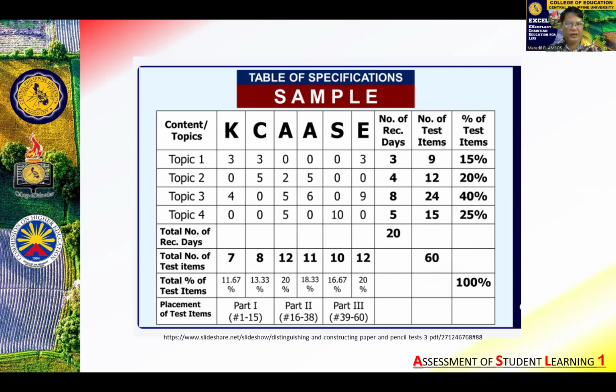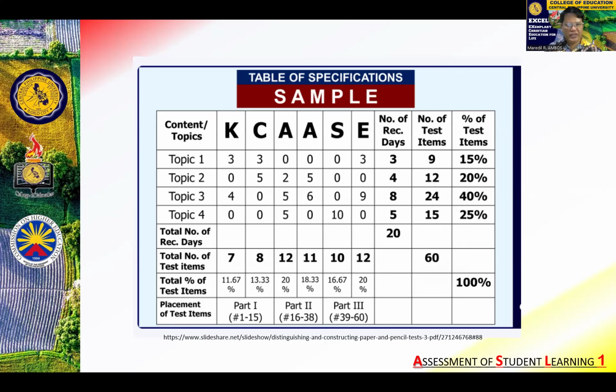You will have the same formula in getting the total number of test items. So for knowledge, you have 11.67. For comprehension, you have 13.33. For application, you have 20. For analysis, you have 18.33. For synthesis, you have 16.67. And for evaluation, you have 20%.